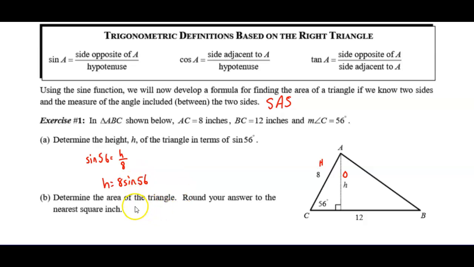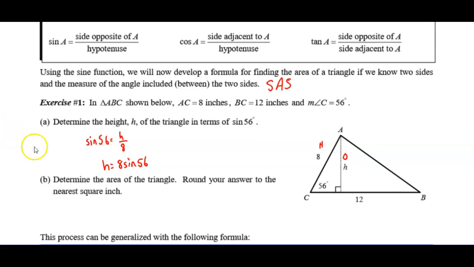Okay, so then to determine the area of the triangle and round our answer to the nearest square inch, remember area of a triangle is 1/2 base times height. Well, I knew that the base was 12 because it was given to me. And now I know the height is 8 times sine 56. So if I just type that into my calculator, I'm going to go 1/2 times 12 times 8 times sine 56. And my total, to the nearest square inch, is about 40 square inches. So that gets us the area of the triangle without needing to know what that height was.